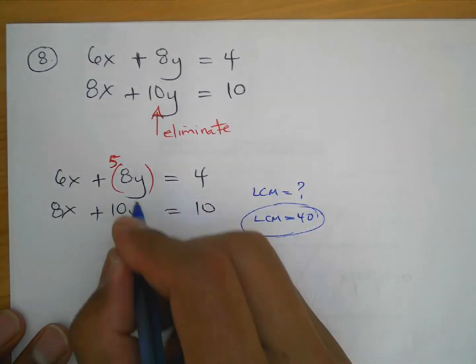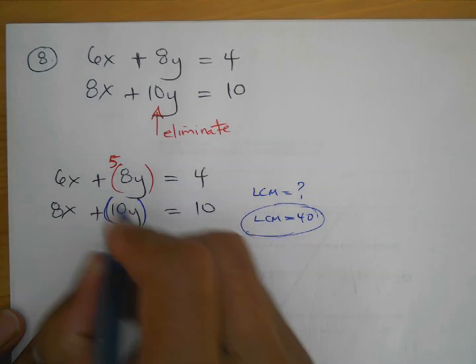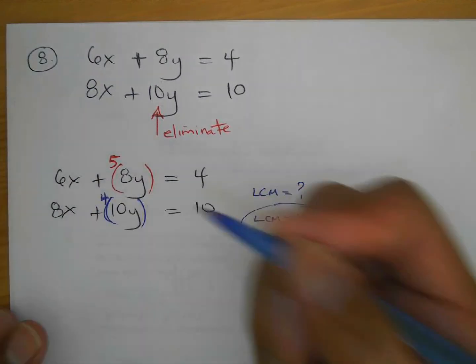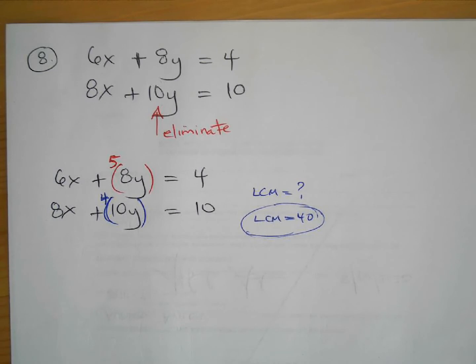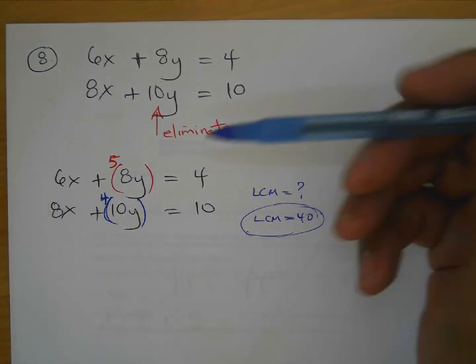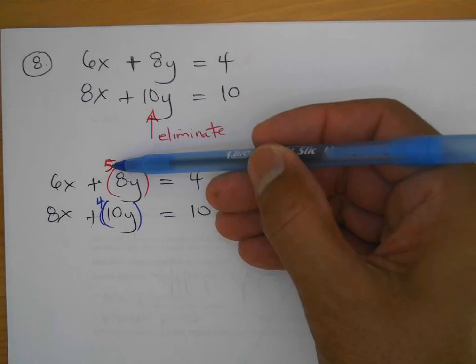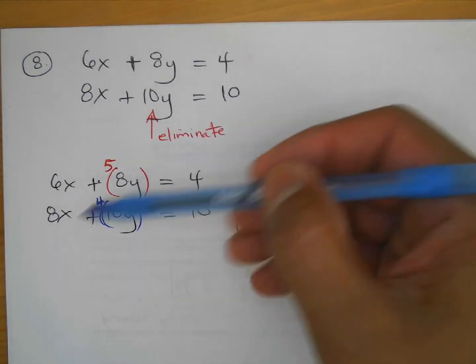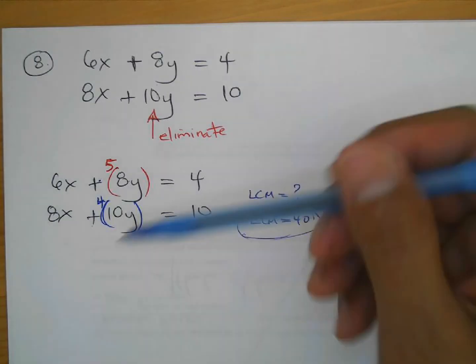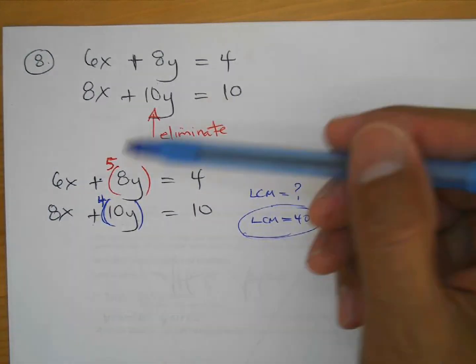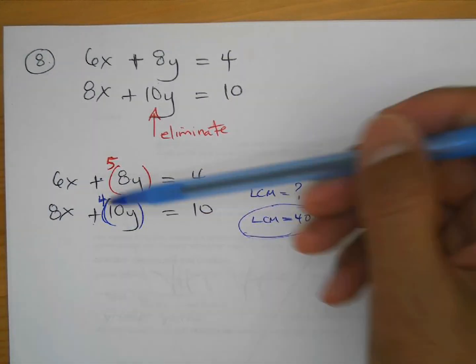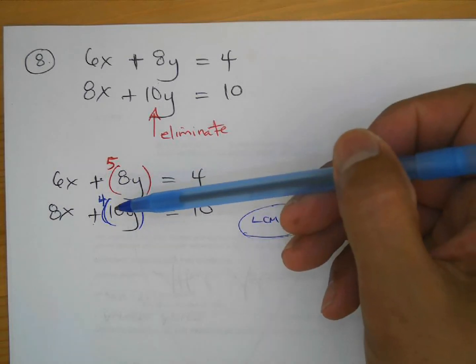And if I'm going to make this one get to a 40, well, this one has to get multiplied by a 4. You guys agree with that? Okay, that's true. But wait, before you move on, notice that both of these are positive. I don't want positive 40 and another positive 40. One of them has to be negative. I have to make one of these a negative 40. It doesn't matter which one, okay?